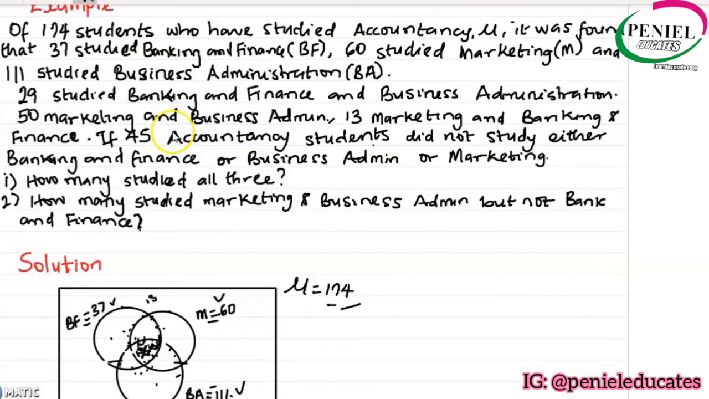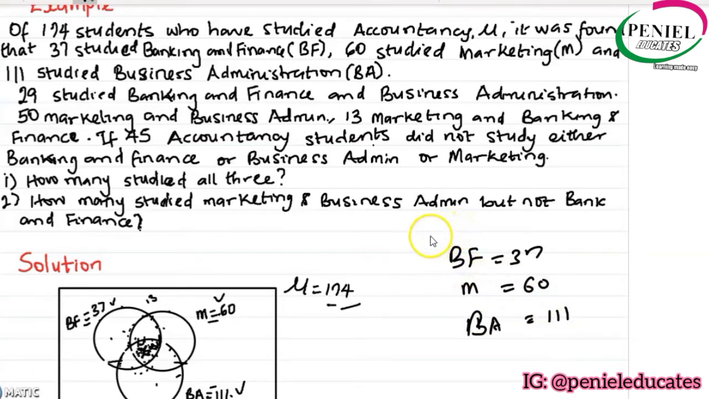Alright, so let us look at further examples of set problems using Venn diagrams. Of 174 students who have studied accountancy, that's the universal set, it was found that 37 students study banking and finance. 60 study marketing. So banking and finance, we have 37. We have 60, that is marketing, 60. And we have 111, that is business admin, 111. All right, so that's what we have there.